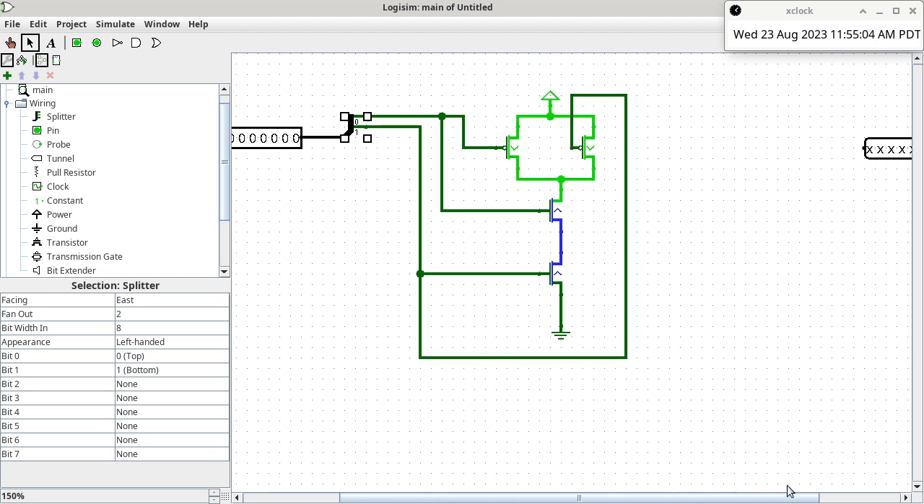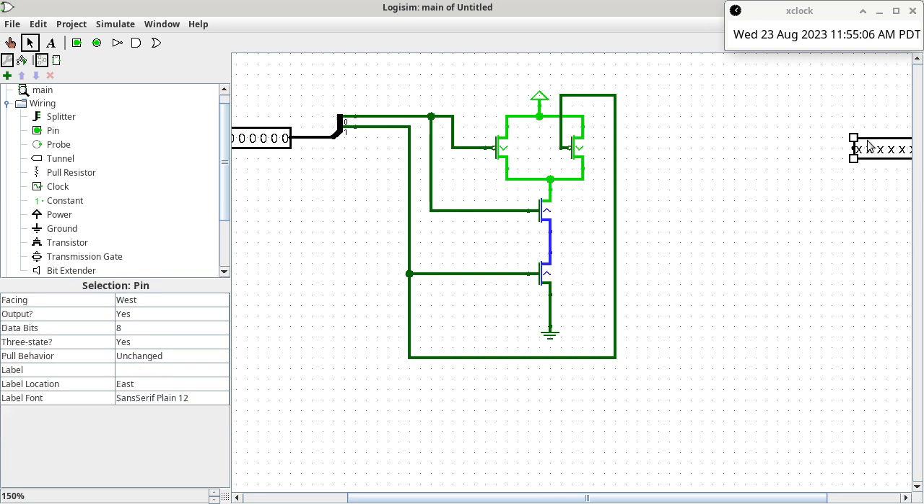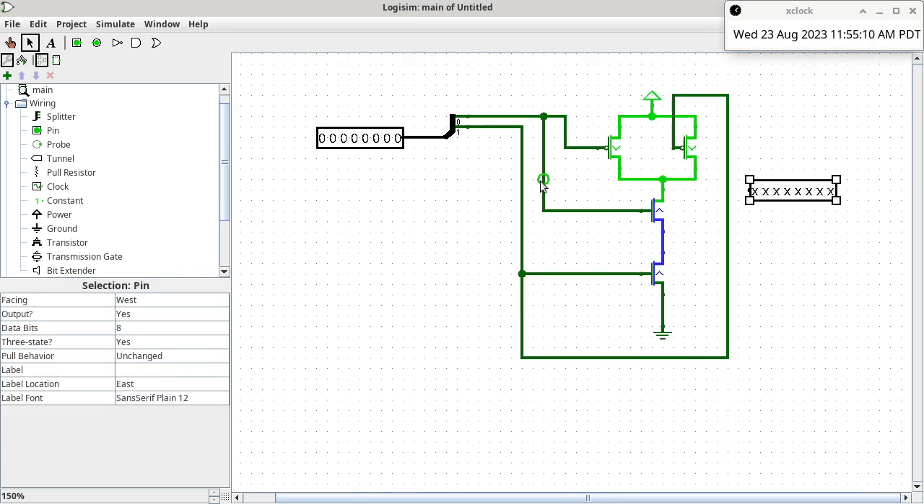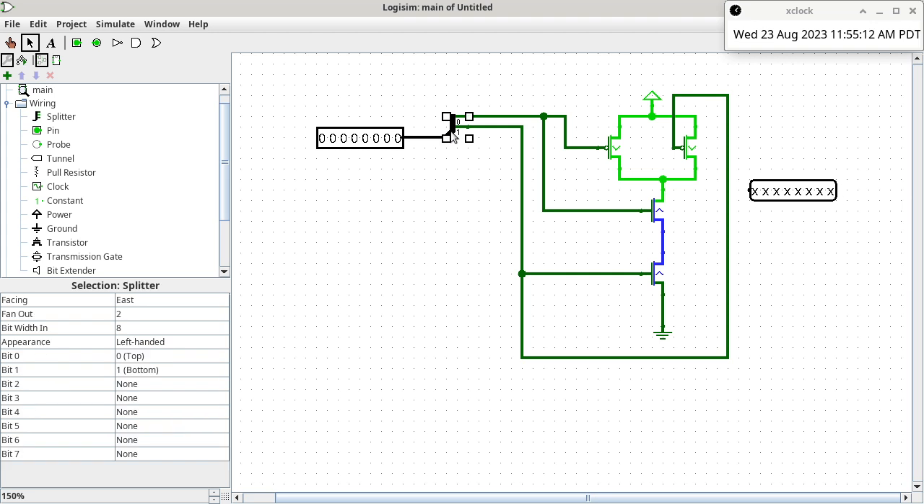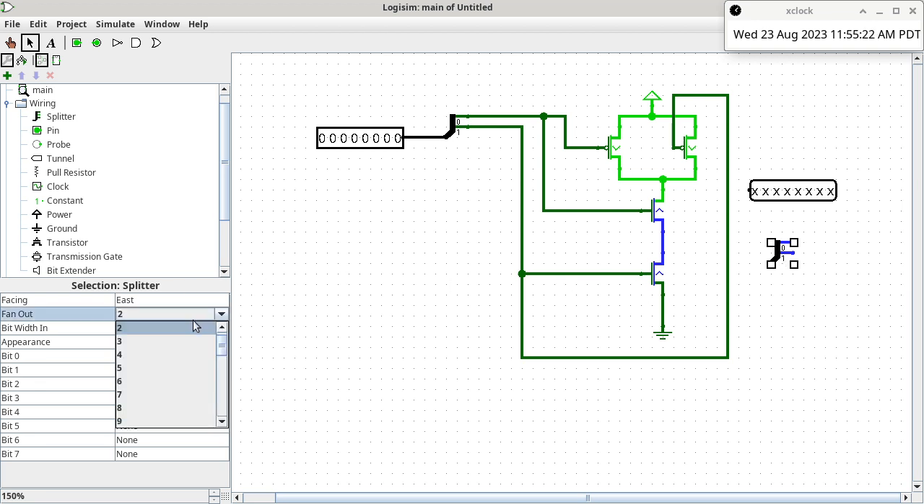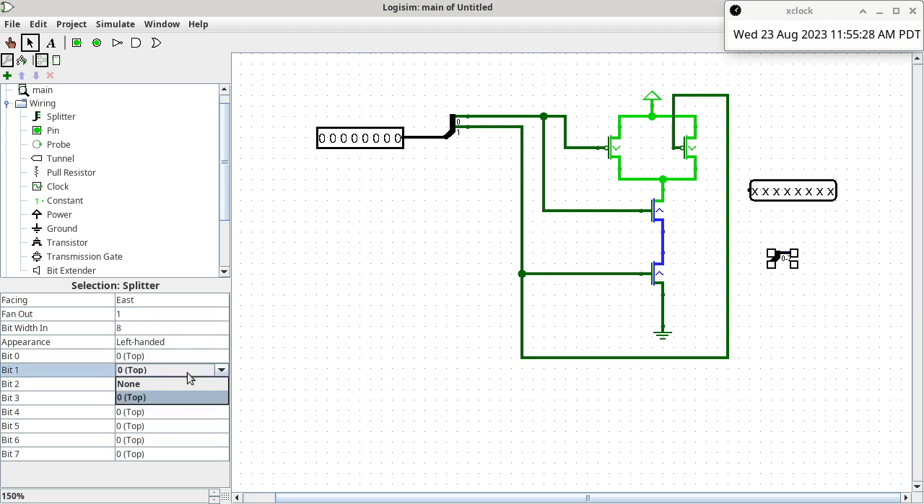And then we just have to hook up to the upper pin. So we'll put the upper pin a little bit closer. And I'm going to need the same kind of splitter here. So I will duplicate the splitter and put it on this side. But this time, we only need one split end. So that means the fan out should only be one, because only bit zero is important. So everything else needs to connect to none, like so.